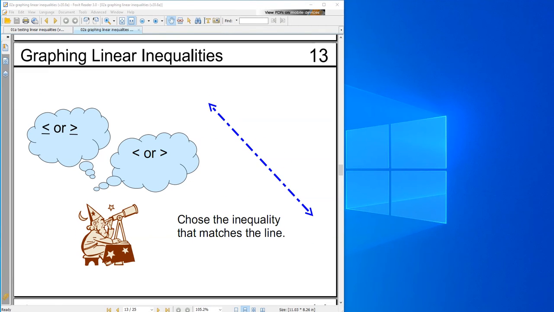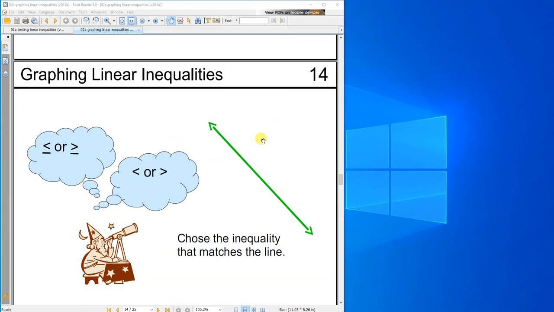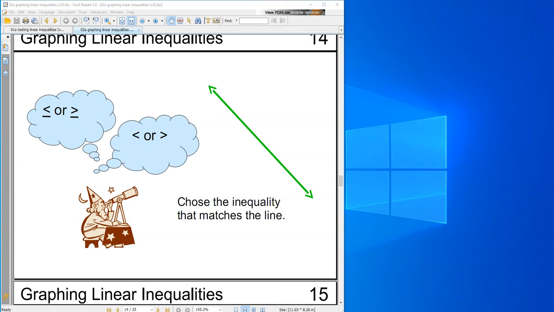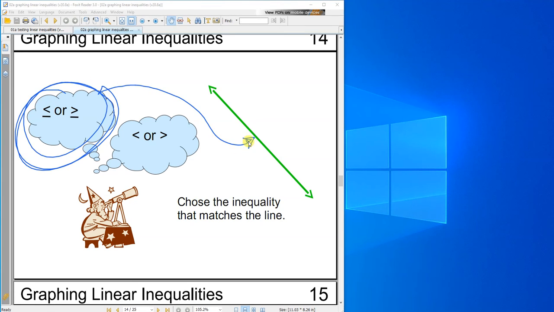All right, this guy. What type of inequality symbol goes with this? Well, it's one of these, right? Because these are the ones that are dashed, and these are the guys that are solid. Same one, or same type. So what do you think? It's these guys over here, right? These are the ones that would make this type of line.